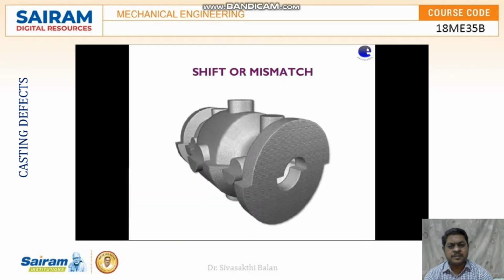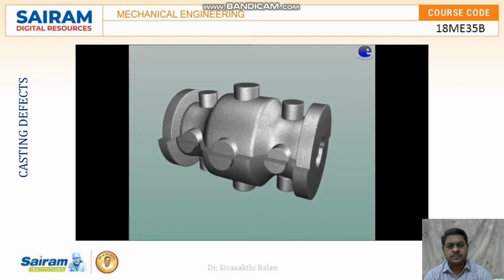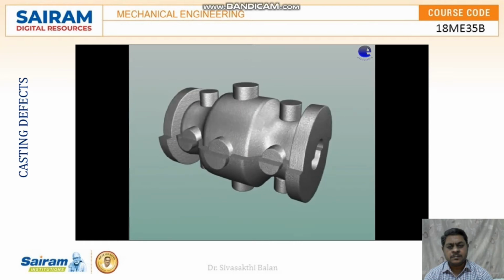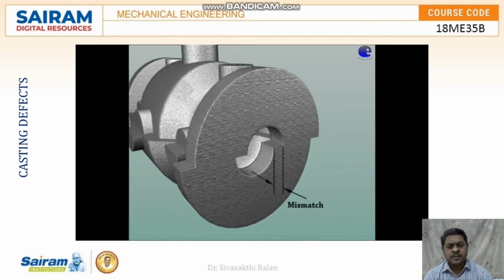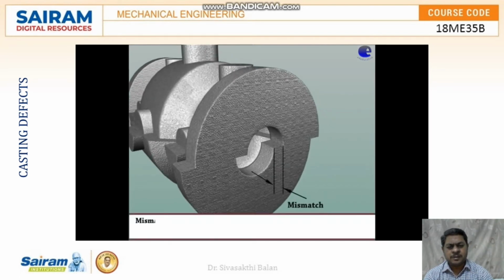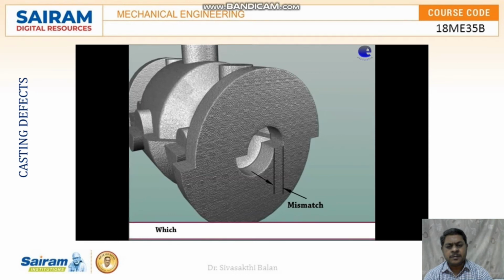Shift or mismatch. If you clearly observe this job, you can see the mismatch of casting. It is a defect caused by the sidewise displacement of the mold relative to the drag, which results in a step in the cast product at the parting line.